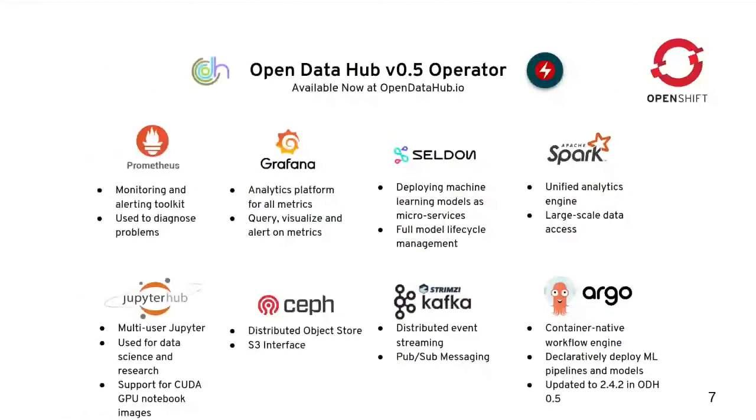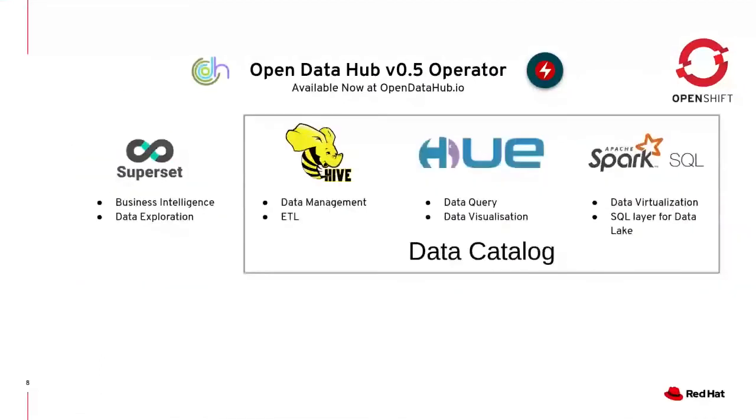So here is a list of the major components that are available in Open Data Hub. The current version is 0.5.1. This is available in the OpenShift Operator Hub, so you can deploy it now and test it out. We have Prometheus and Grafana for monitoring, Seldon for serving your models, Apache Spark for data engineering and data analytics. JupyterHub is one of our core components to support multi-user Jupyter notebooks. Ceph for our object storage, Kafka for streaming events, and Argo for our pipelines. Additionally, with the most recent version, we've added support for Superset for data exploration and our data catalog, which combines multiple components so that you can query, visualize, and analyze your data.